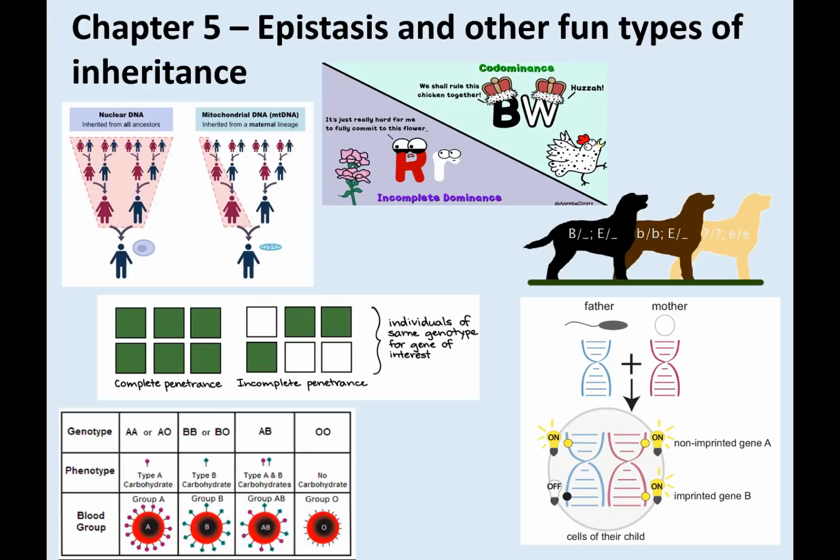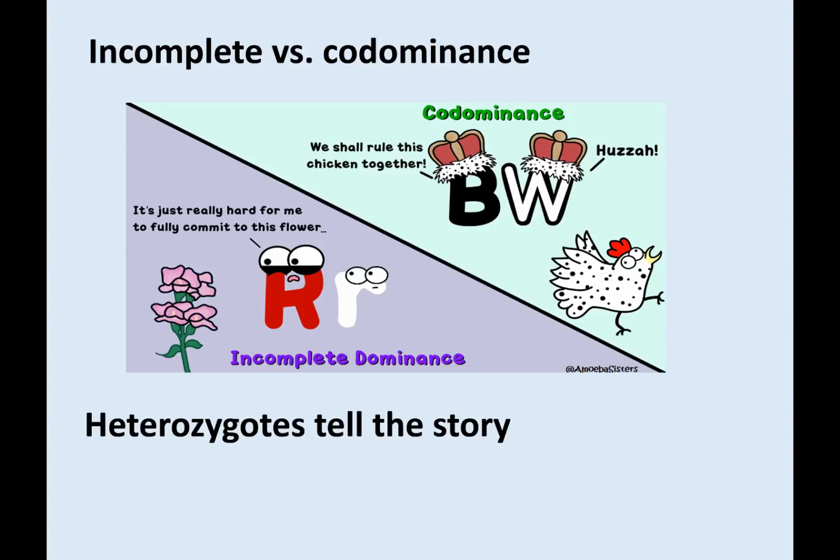You won't be working very many problems from these, but you will have descriptions and you will want to be able to identify what kind of mode of expression is being demonstrated in a story problem. All right, so the first one we're going to talk about is incomplete versus codominance.